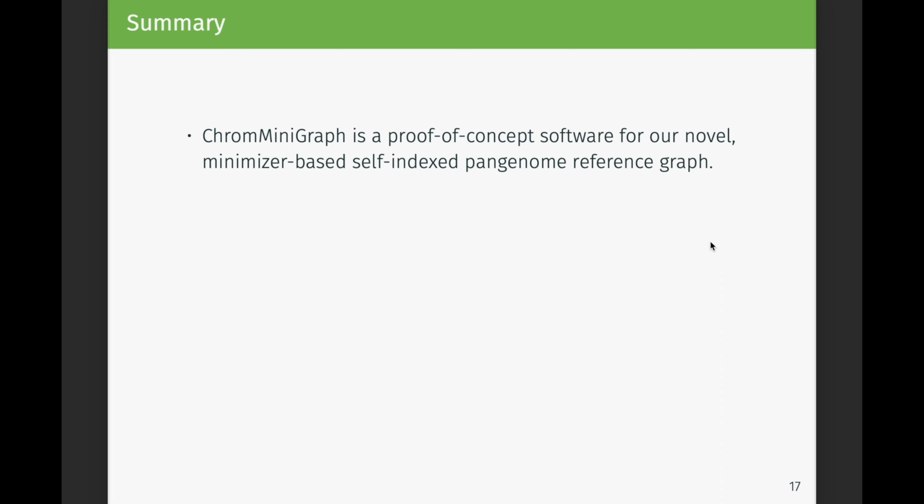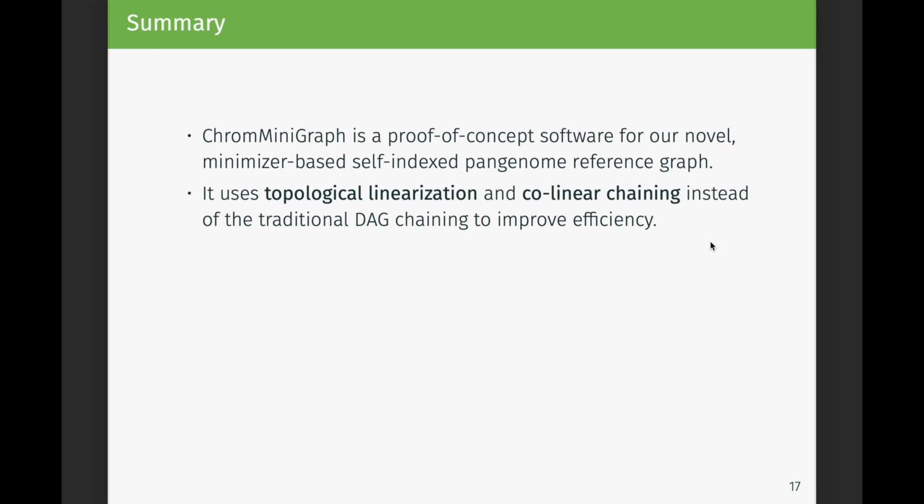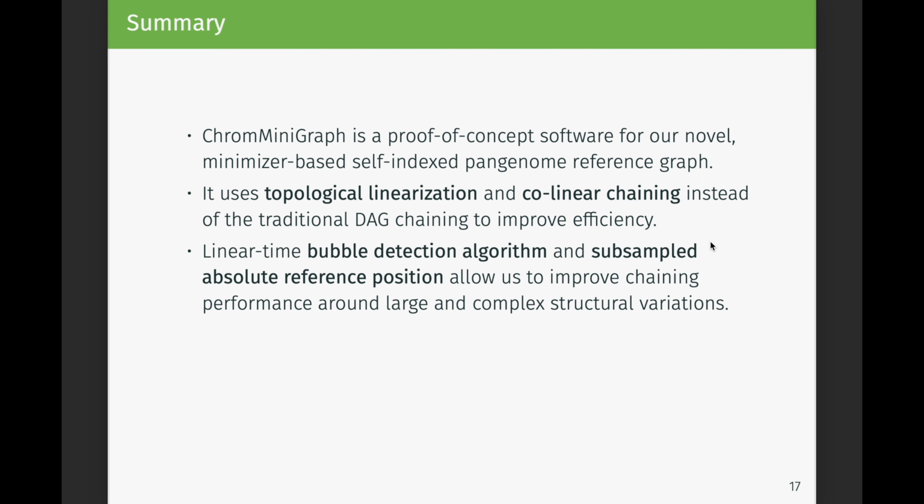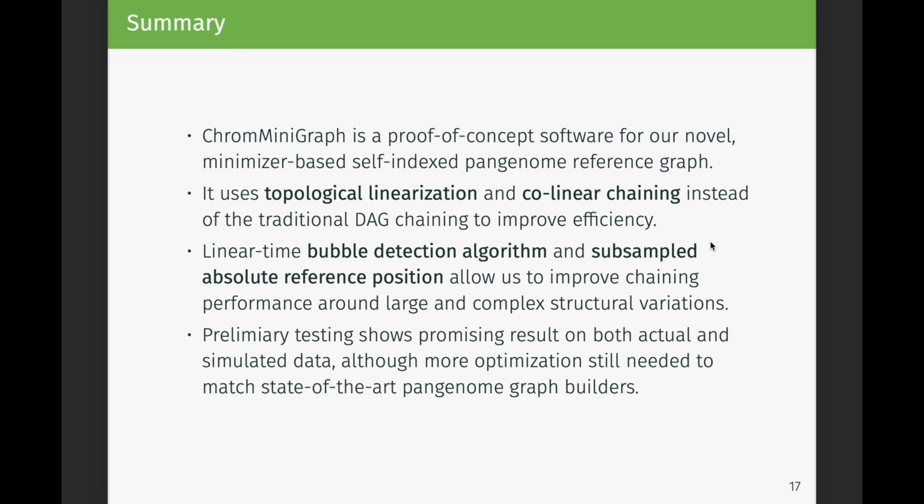So in conclusion, ChromMiniGraph is a proof of concept software for a novel minimizer-based self-indexed pangenome reference graph, and it uses topological linearization and colinear chaining instead of the more traditional DAG chaining to improve efficiency. We employ a linear time bubble detection algorithm and subsample absolute reference position to improve chaining performance around large and complex structural variations, which may be present in our reference genomes. Preliminary tests show promising results on both actual and simulated data, although more optimization is still needed to match state-of-the-art pangenome graph builders like MiniGraph.